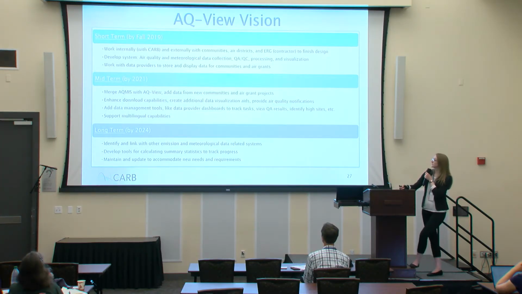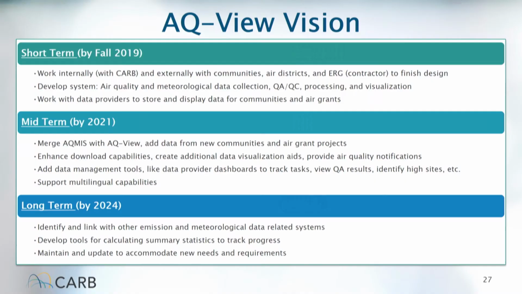So there's a lot of words on this slide, and I'm not going to go through all of this, but I just want to emphasize that the AB 617 program, the community monitoring stuff is very new, and we're building AQVIA to be very flexible, and it's something that we're going to continue to enhance over time as we learn more, and as we hear more about what people are interested in.